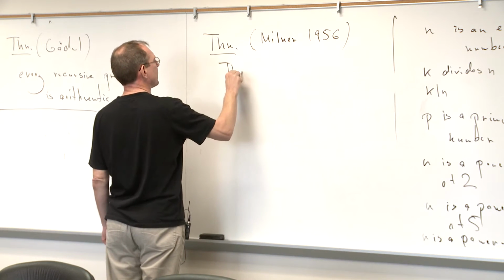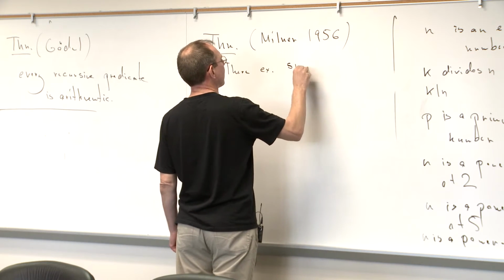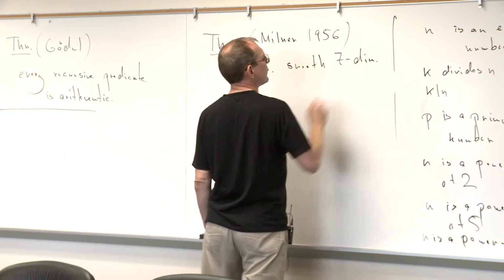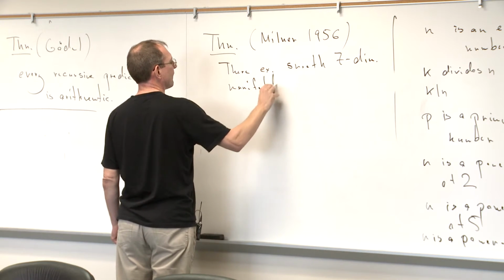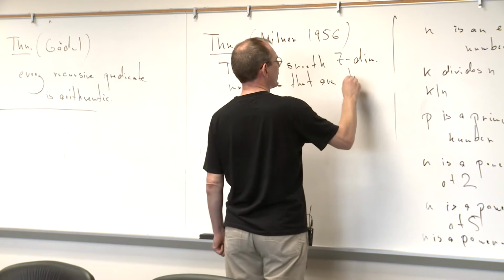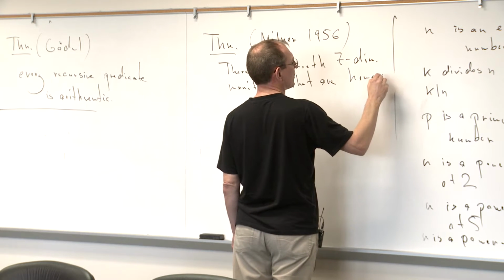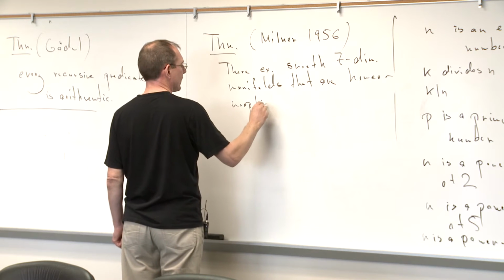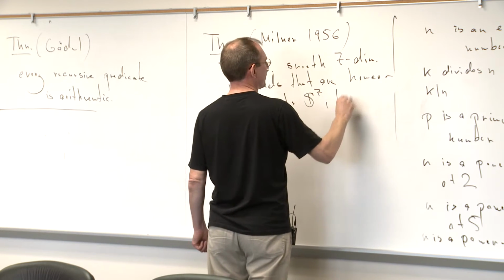there exist smooth 7-dimensional manifolds that are homeomorphic to S^7, but not diffeomorphic.